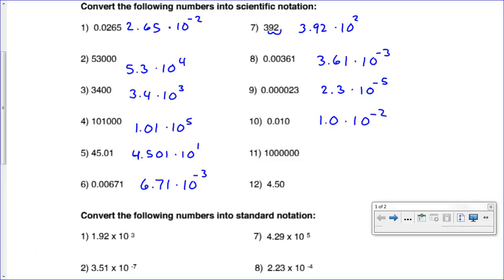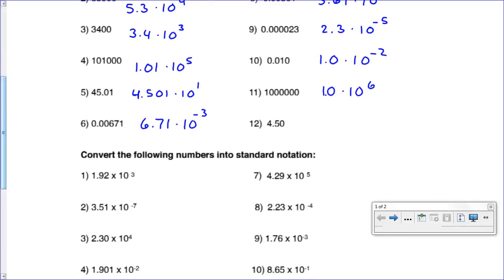This next one, we're looking at 1 million. That's a large number. We have to move it over 1, 2, 3, 4, 5, 6 spots to get the decimal place right there. So that ends up being 1.0 times 10 to the 6th. Positive exponent because it's a large number. Now 4.50, this is kind of a funny one. The decimal place right now is exactly where it needs to be, so we're not going to be moving the decimal over anywhere at all. So we leave the 4.50 just as it is, but to put it in scientific notation, you say times 10 to the 0th power.